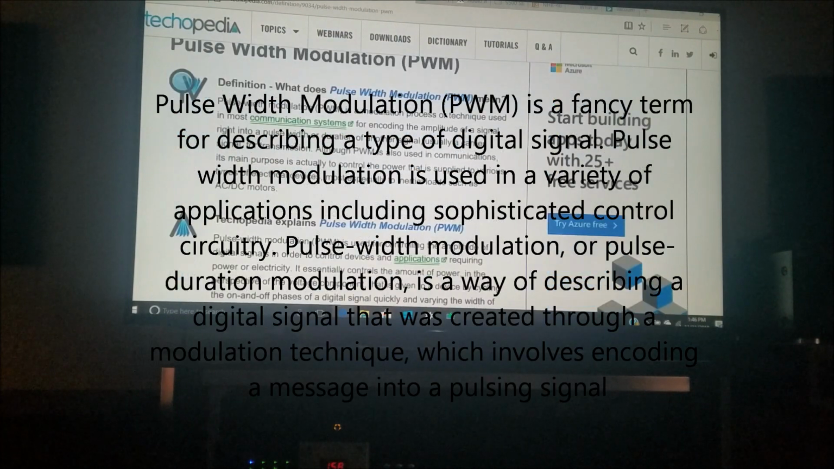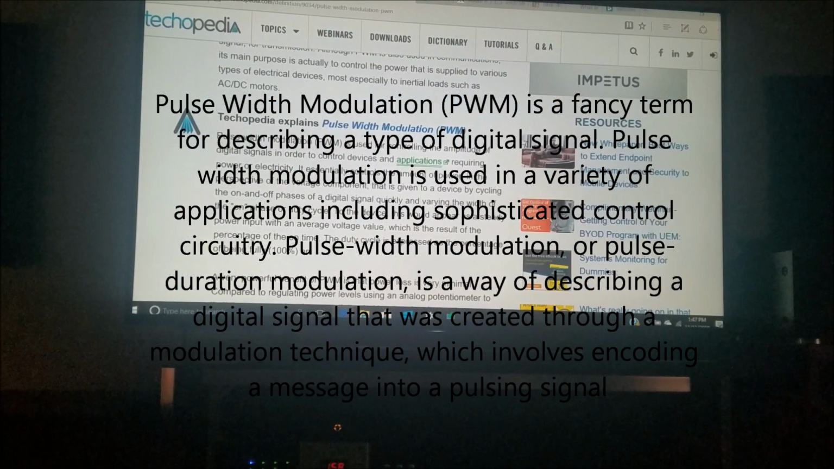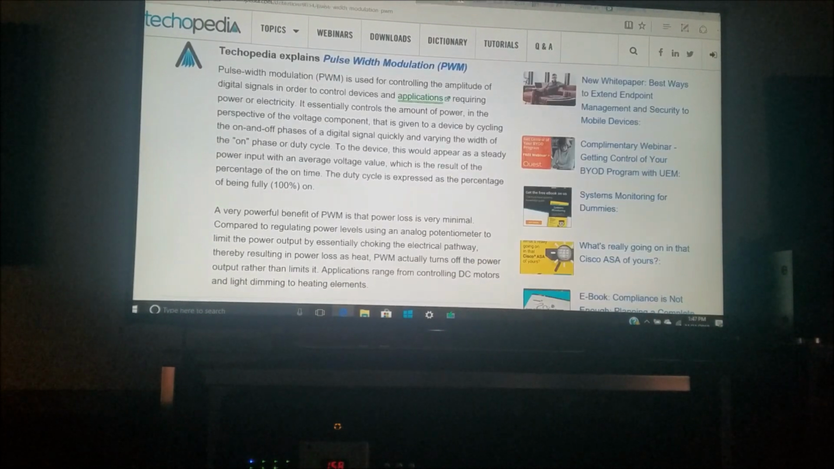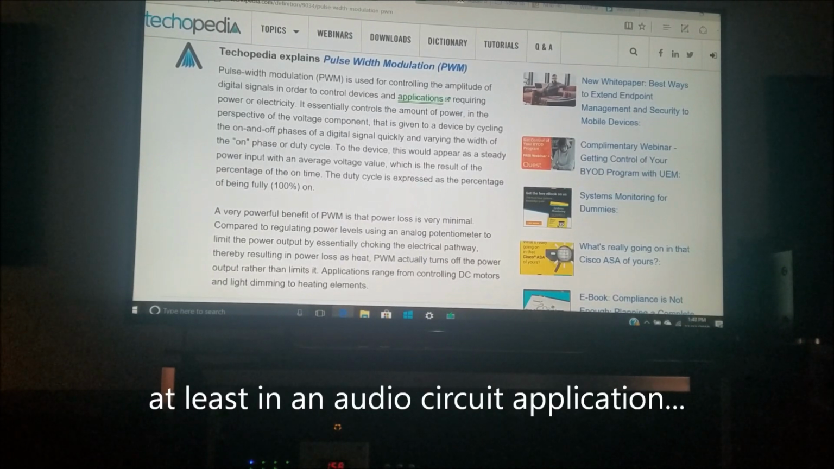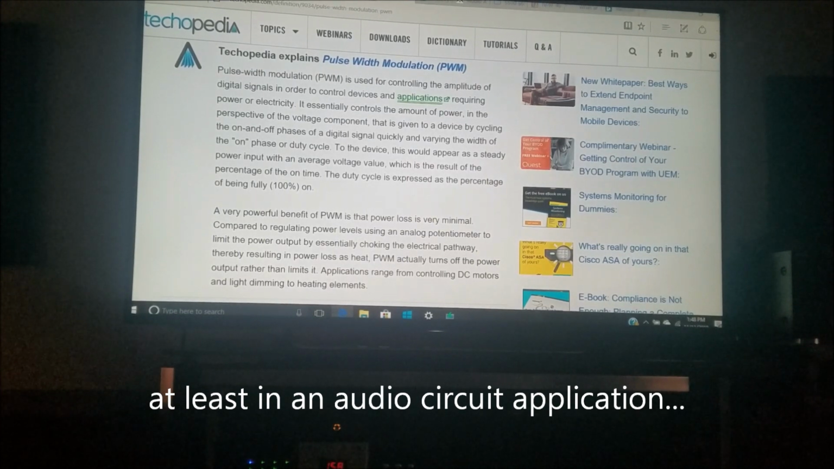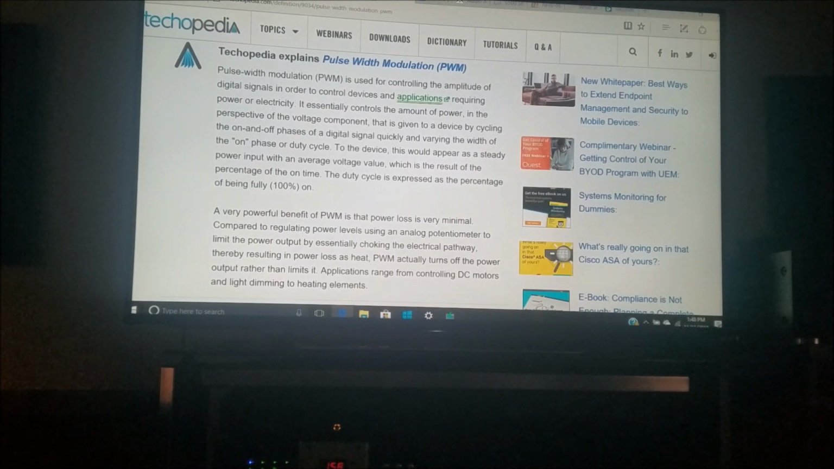Pulse width modulation. What is it, and what does it mean? And lucky for you guys, I'll actually be devoting another video to Class D amplifiers particularly. But now we're talking about pulse width modulation, and that's used for controlling the amplitude of digital signals in order to control devices requiring power or electricity, technically. But in any Class D amp, the active devices, transistors, function as switches, electronic switches, instead of the linear gain devices we were working with in A, B, and AB amps, and they're either on or off. The analog signal that comes into a Class D amp is converted to a stream of pulses that represent the signal by the pulse width modulation.